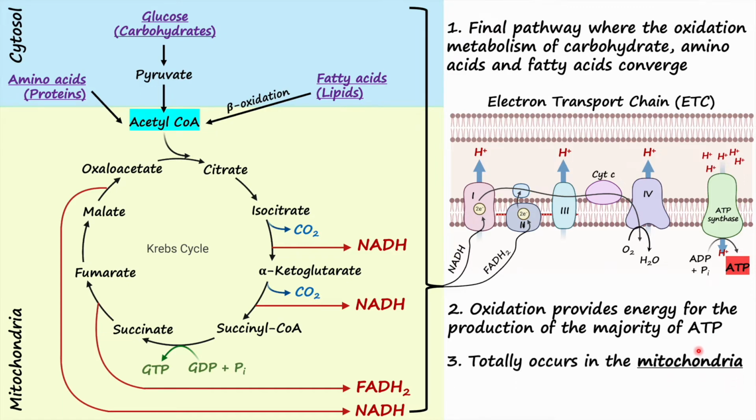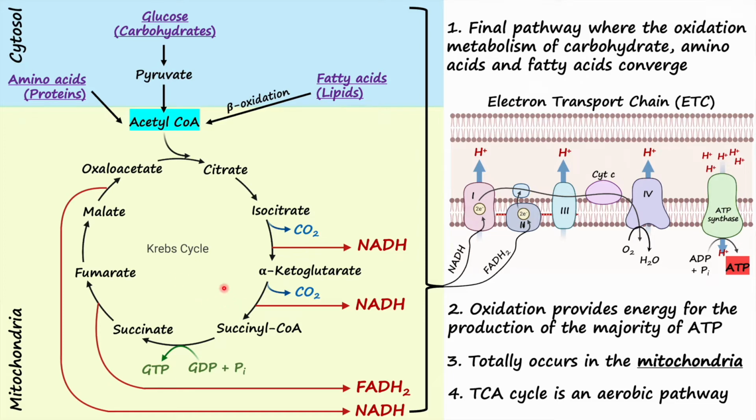Third, the citric acid cycle occurs entirely in the mitochondria, which is really important to know. And fourth, the TCA cycle is an aerobic pathway because it requires oxygen. The TCA cycle was discovered by the German-born biochemist Sir Hans Krebs, and to honor his work, the TCA cycle is also referred to as the Krebs cycle.